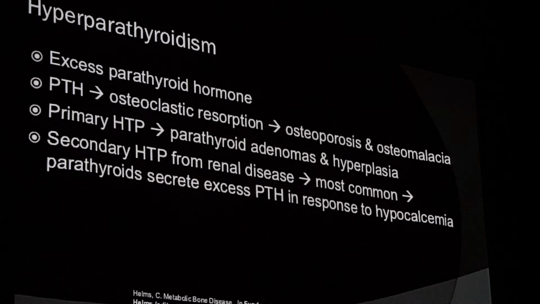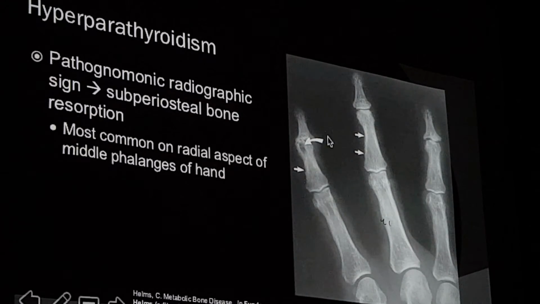Another metabolic bone disease is hyperparathyroidism, and it's most commonly associated with an increased amount of parathyroid hormone, most commonly secondary and most commonly from kidney disease. Although it can be primary from parathyroid adenomas, it's most commonly secondary from kidney disease. And the most common, the pathognomonic finding is periosteal bone resorption.